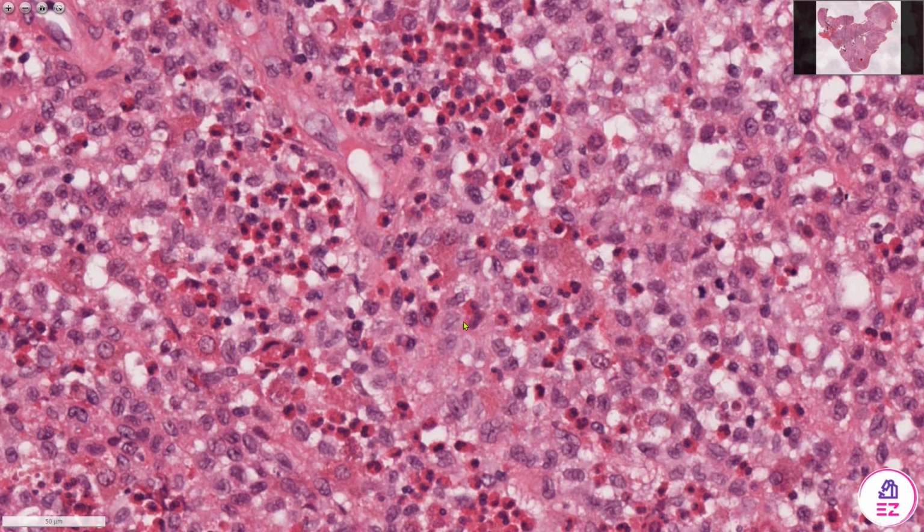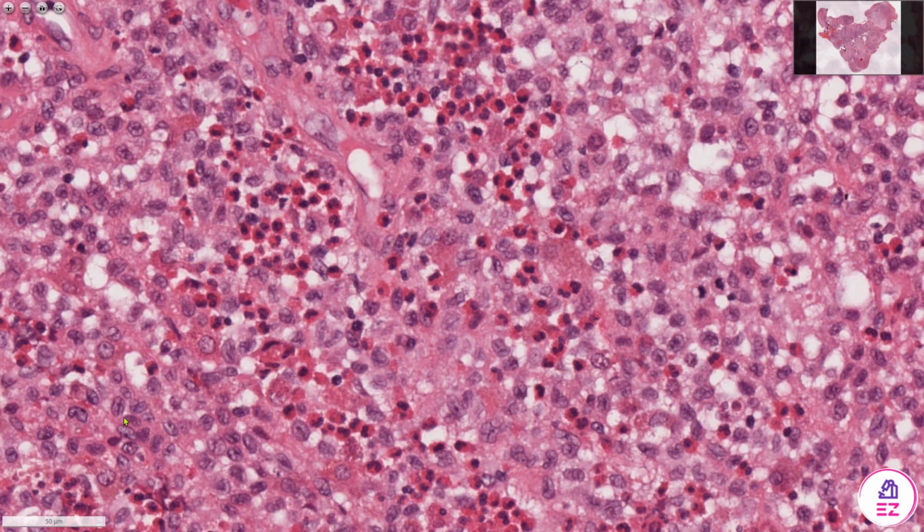One of the most useful diagnostic features is this groove that runs through the nucleus, and we can see it on quite a few of these cells. So they look a little bit like coffee beans. There's quite a nice one here.